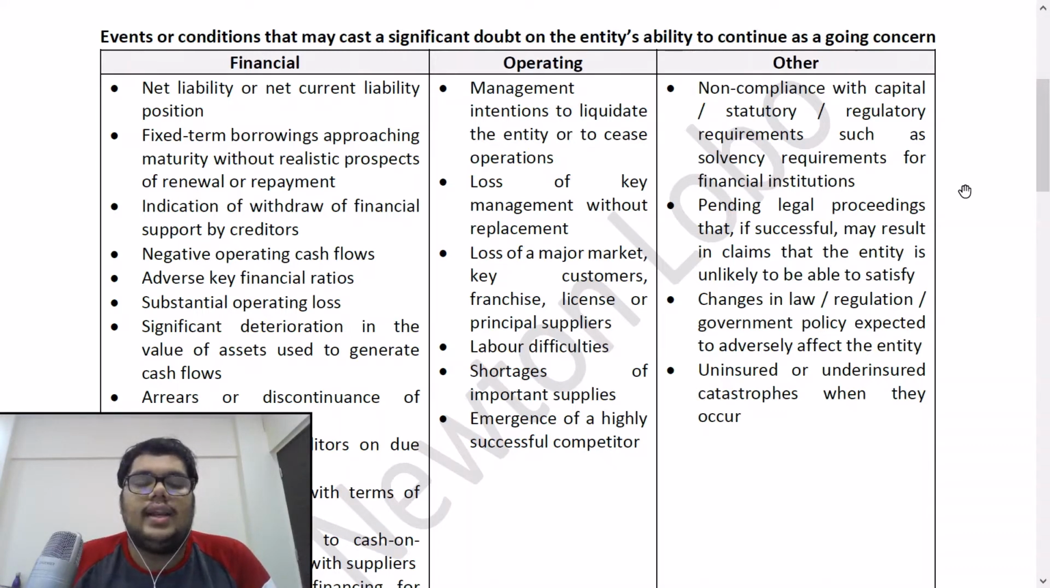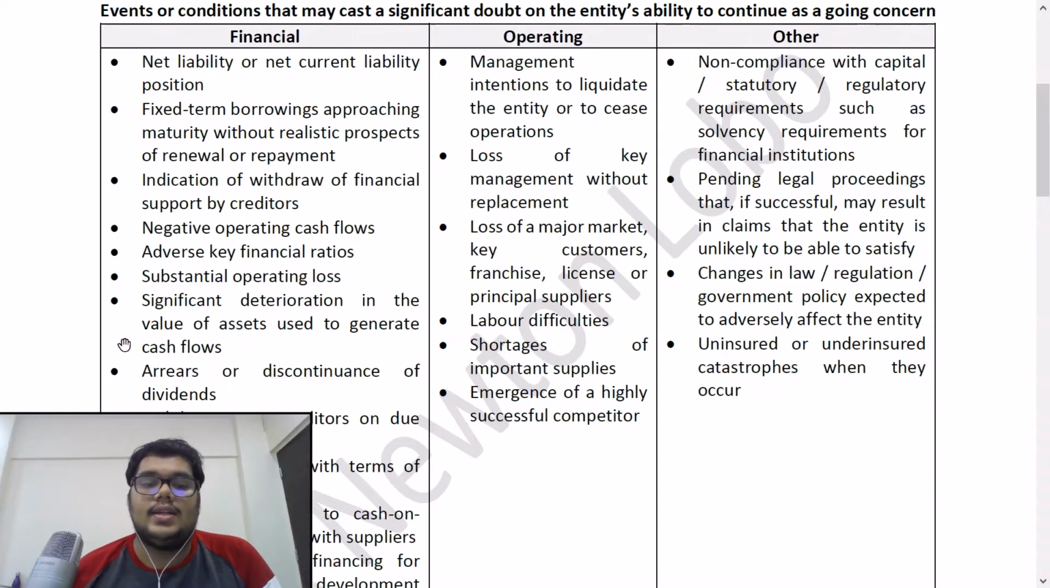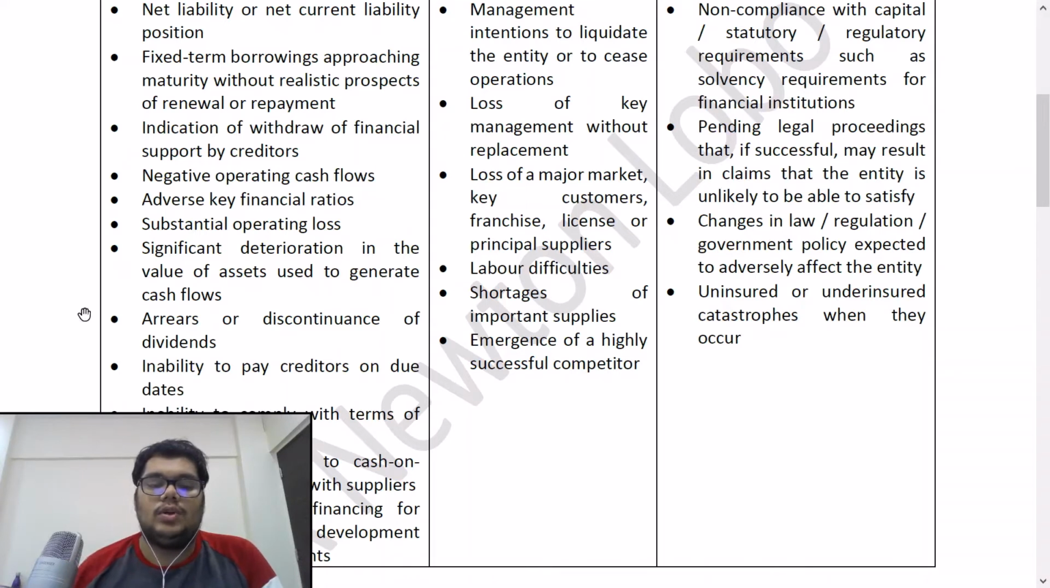Then arrears or discontinuance of dividends. You have not paid off dividends that you have declared in the past, or you used to declare a lot of dividends in the past but now you have stopped declaring dividends. So these can also be indicators of going concern issues. Inability to pay creditors on due dates, inability to comply with terms of loan agreements. You're not able to pay interest on time, principal, whatever the terms of the arrangement are.